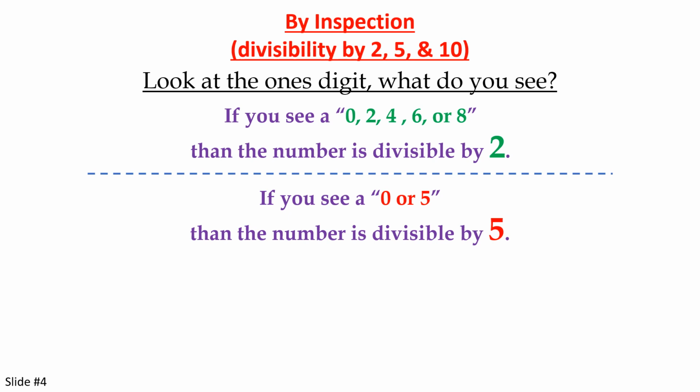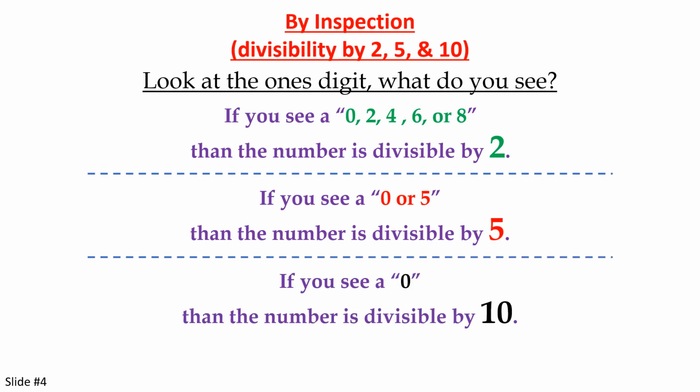If you see a 0 or a 5 in the ones digit place, then the number is divisible by 5. Think about it, 5, 10, 15, 20, they all end in 5 or 0. And if you see a 0 in the ones spot, then we know the number is divisible by 10. 10, 20, 30, 40, 50, they're all divisible by 10. So by inspection is quick. That applies to 2, 5, and 10.